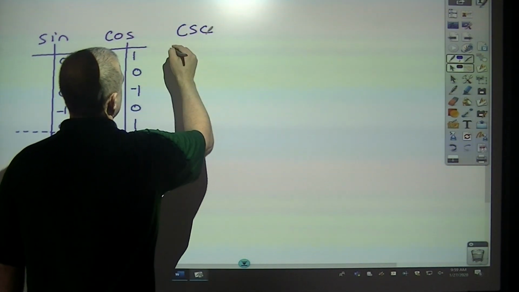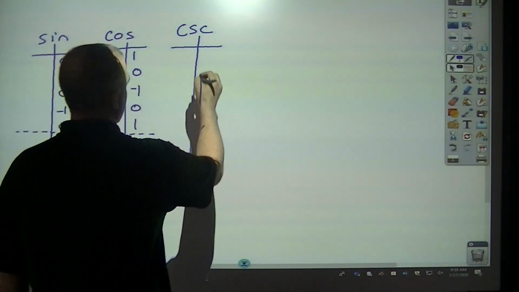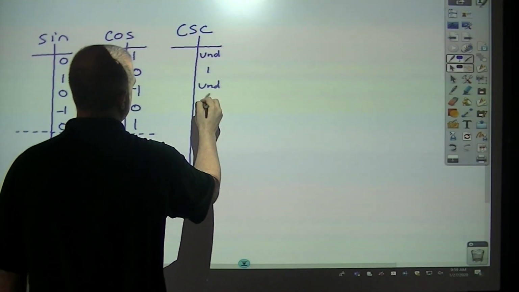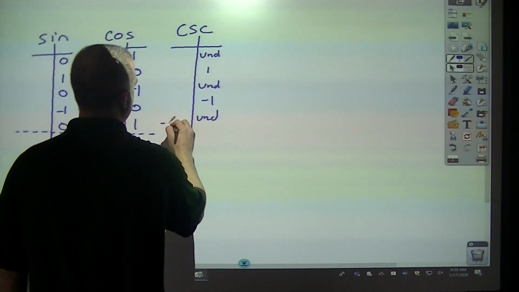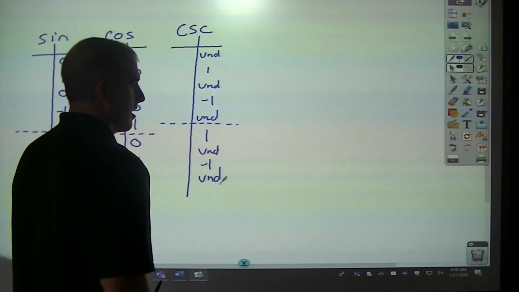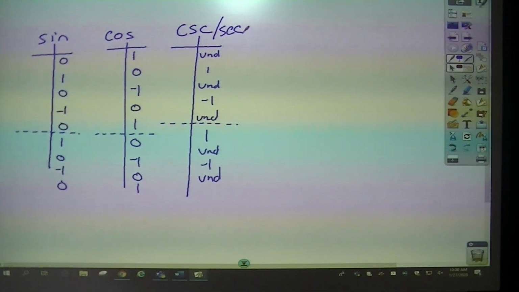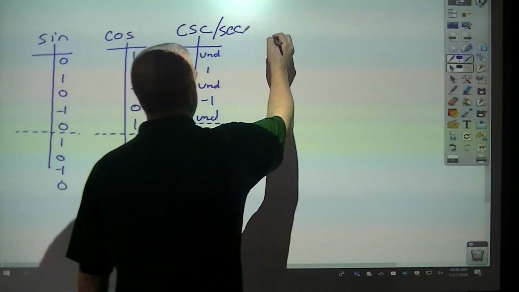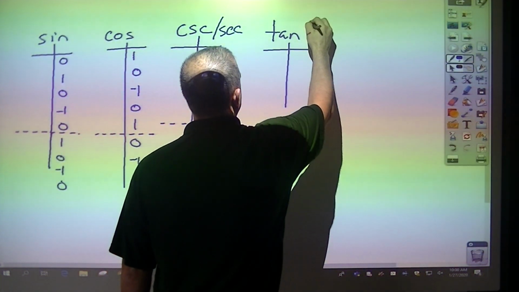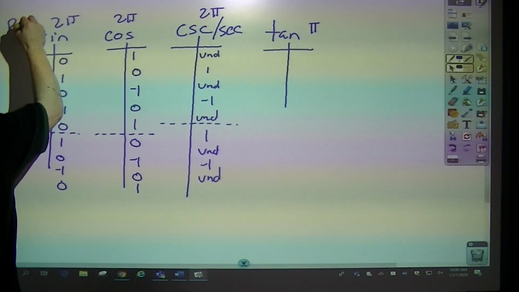Cosecant. Okay? Cosecant, you're going to go undefined, 1, undefined, -1, undefined. Okay, then go 1, undefined, -1, undefined. Okay, and these will actually be the same values for secant and cosecant, and we went over that in class. And we'll talk about how you start that. Okay, for tangent, the period is only a pi. The periods for these are 2 pi. Okay, so these are all the periods of these functions.